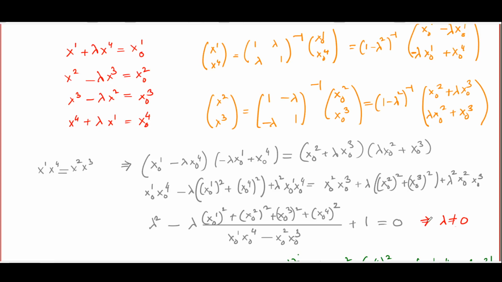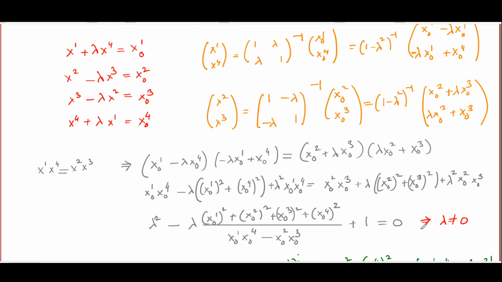Since lambda is not equal to 0, we see that x1, x2, x3, x4 is definitely different from x10, x20, x30, x40, and therefore the distance which you calculate between these 2 points, which is going to be the minimum distance of the point x0 from the surface, has to be a non-zero number.